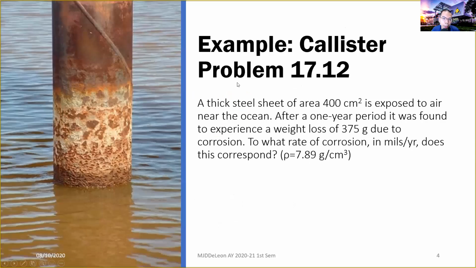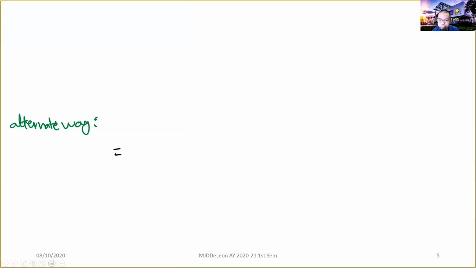So for example, yung problem ni Callister, 17.12: a thick steel sheet of area 400 cm squared is exposed to air near the ocean. After a 1-year period, it was found to experience a weight loss of 375 grams due to corrosion. To what rate of corrosion in mils per year does this correspond? The density of steel is assumed to be 7.89 grams per cm cubed, which is around the density of iron.